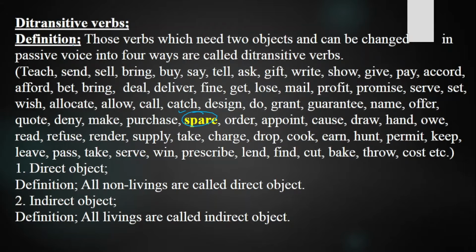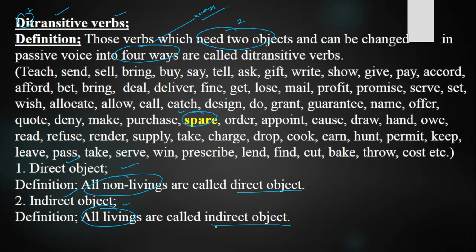Before starting this, we will put a glance on the definition of ditransitive verbs. Di means two, transitive means which can be changed into passive voice, and verb shows an action. Keep in your mind: those verbs which need two objects, and can be changed into passive voice in four ways, are called ditransitive verbs. Ditransitive verbs need one direct object and one indirect object. What is a direct object? All non-livings. And what is an indirect object? All livings. So all non-livings are called direct objects and all livings are called indirect objects.